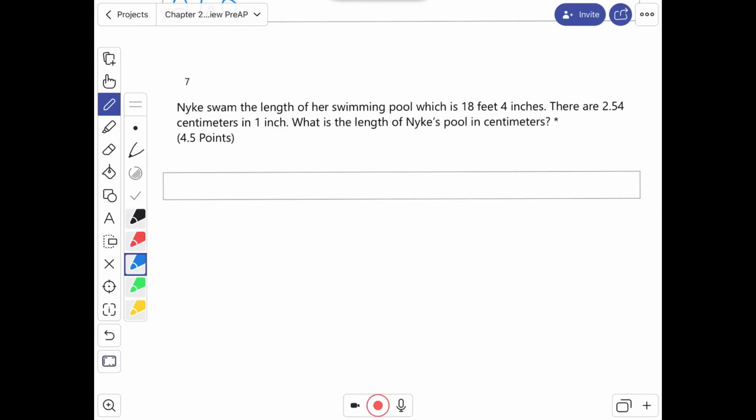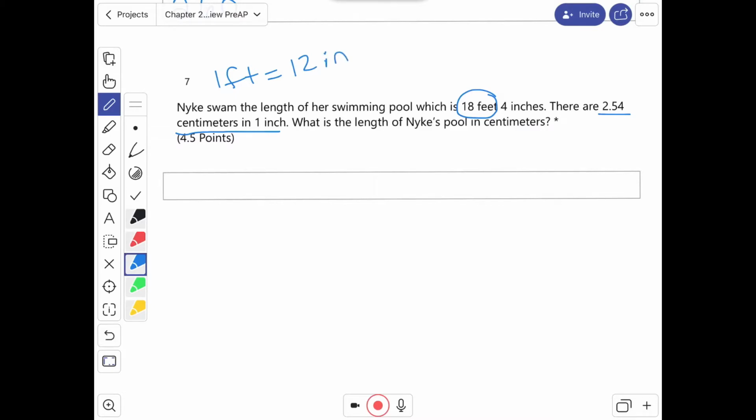Next question. Nike swam the length of her swimming pool, which is 18 feet 4 inches. There are 2.54 centimeters in 1 inch. What is the length of Nike's pool in centimeters? So they gave us 2.54 centimeters in an inch, but they gave us 18 feet. So first I have to figure out 18 feet is how many inches? Well, 1 foot is 12 inches.